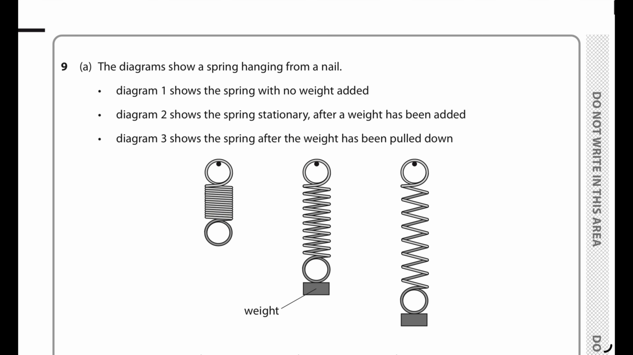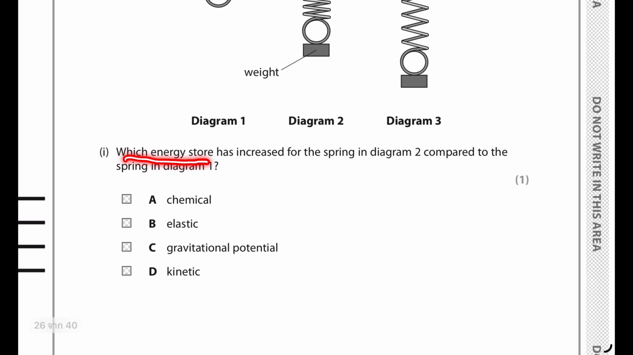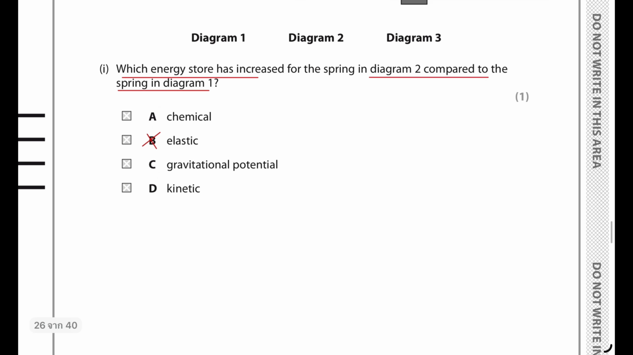Question 9 A. The diagrams show a spring hanging from a nail. Diagram 1 shows a spring with no weight added. Diagram 2 shows the spring stationary after weight has been added. And diagram 3 shows the spring after the weight has been pulled down. So I. Which energy store has increased for the spring in diagram 2 compared to the spring in diagram 1? So it will be elastic energy.